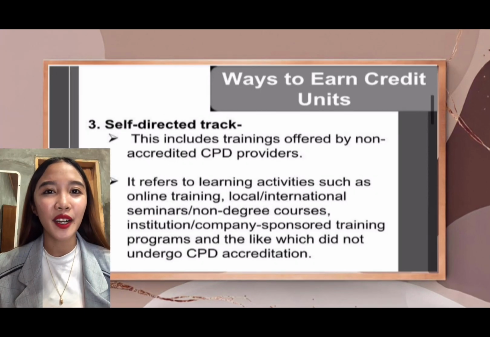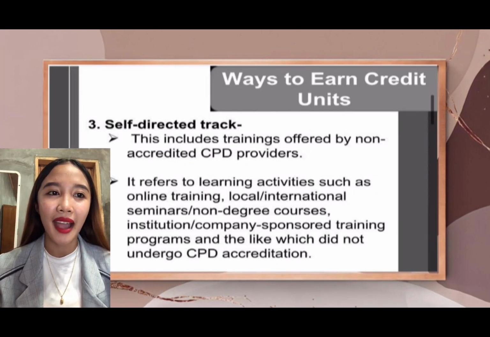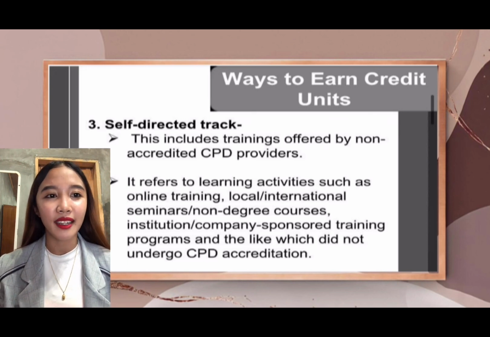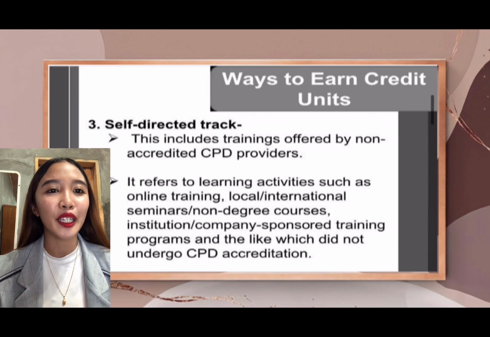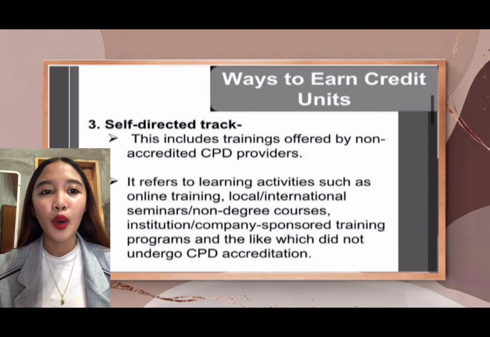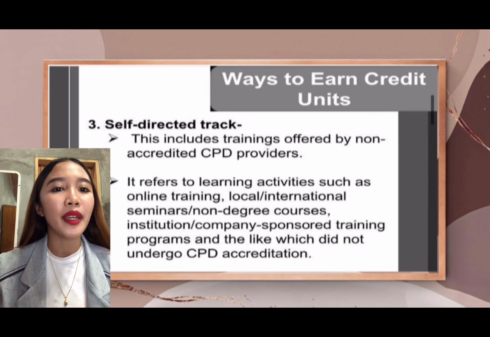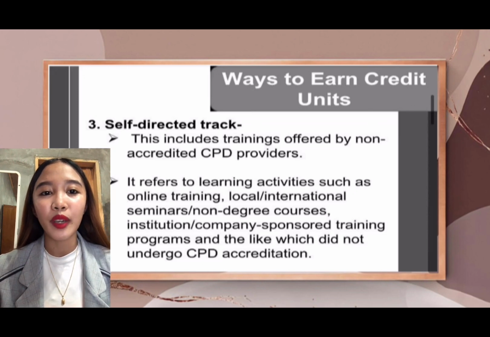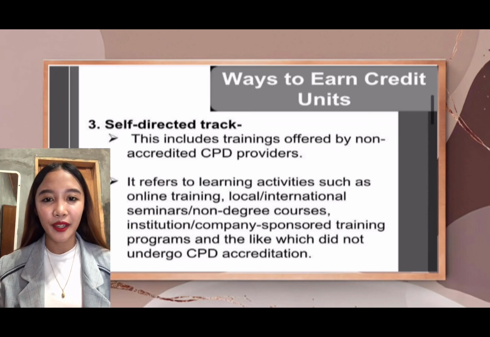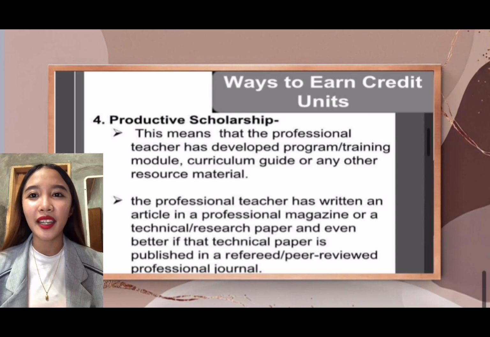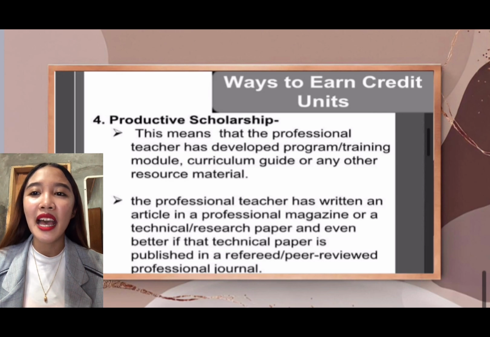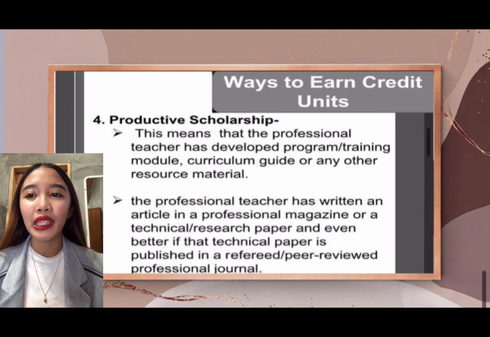The third way to earn credit units is the self-directed track. This includes trainings offered by non-accredited CPD providers. Also, it refers to learning activities such as online training, local or international seminars, non-degree courses, institution or company-sponsored training programs, and the like which did not undergo CPD accreditation. The last way to earn credit units is productive scholarship. This means that the professional teacher has developed a program or training module, curriculum guide, or any source material.